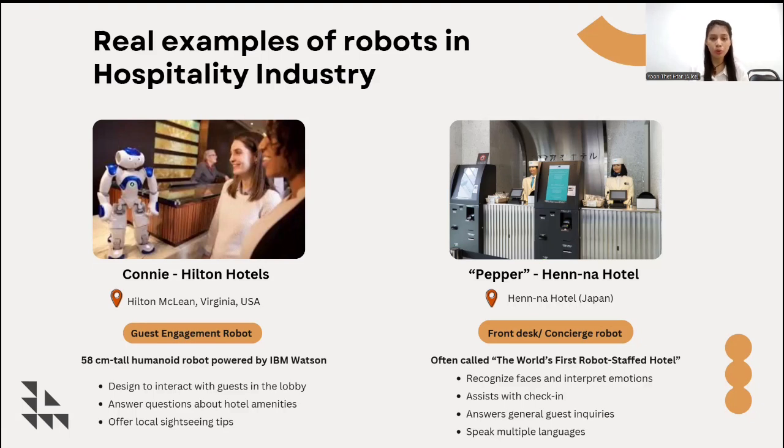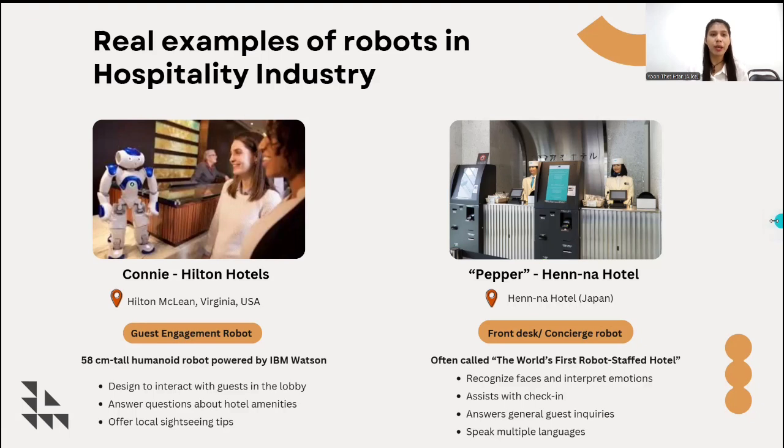Since it is a guest engagement robot, it's designed to interact with guests in the lobby, and it also answers questions about hotel amenities, and it offers local sightseeing tips. As you may see in the photo, the design looks super adorable and very modern. And let's move to Pepper, which is located in Hana Hotel in Japan. Pepper is a front desk concierge robot, and it is often called the world's first robot-staffed hotel. It recognizes faces and interprets emotions while assisting with check-in. Moreover, Pepper will also answer general guest inquiries. And the most beneficial thing is that it speaks multiple languages, which is a very important skill in the hospitality sector. So these two robots, Connie and Pepper, are real example robots which are applied in the hospitality industry.